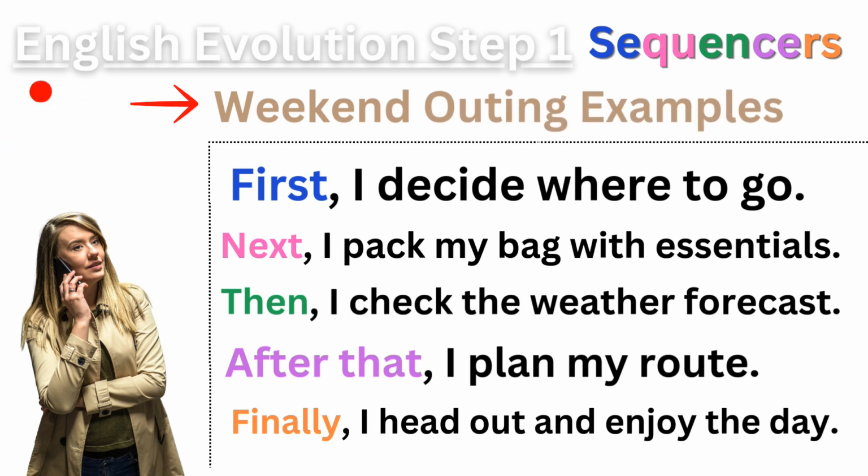Weekend outing examples. First, I decide where to go. Next, I pack my bag with essentials. Then, I check the weather forecast. After that, I plan my route. Finally, I head out and enjoy the day.